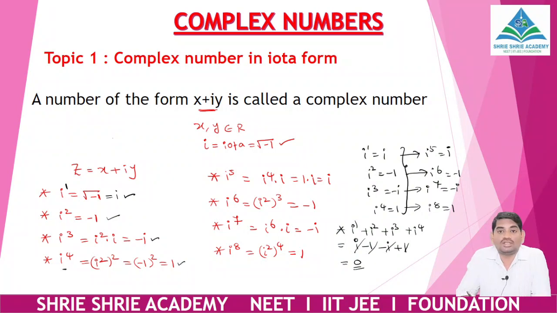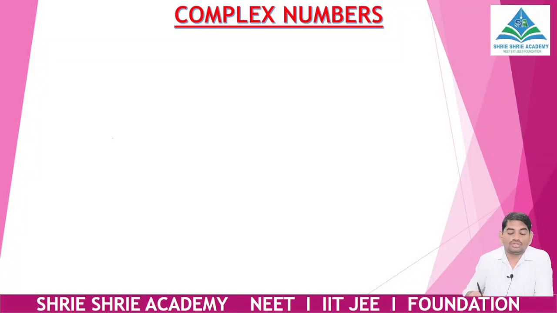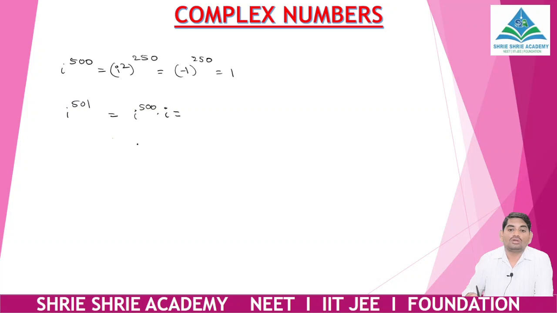Students, the concept of iota is very clear. So let me discuss some more problems here. Suppose I want to find iota power 500. We can write iota power 500 as iota square whole power 250. What is the value of iota square? Minus 1. So minus 1 whole power 250 is equal to 1. Suppose I want to find the value of iota power 501. We can write this as iota power 500 into iota. Iota power 500 is 1, so 1 into iota is equal to iota.